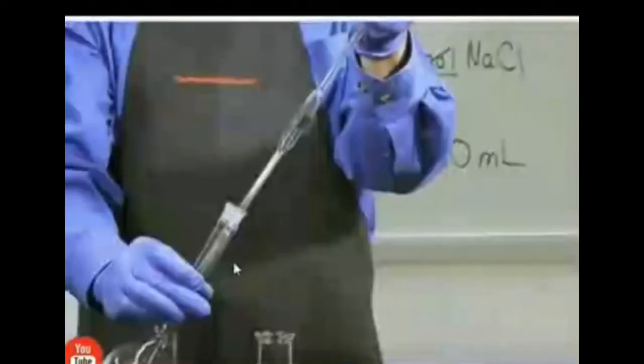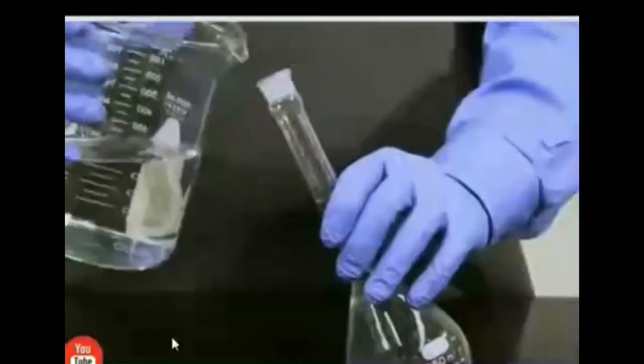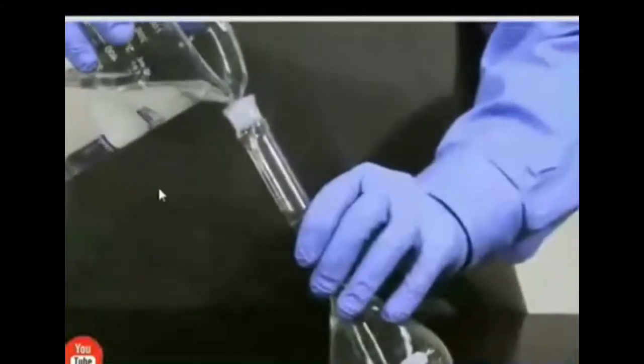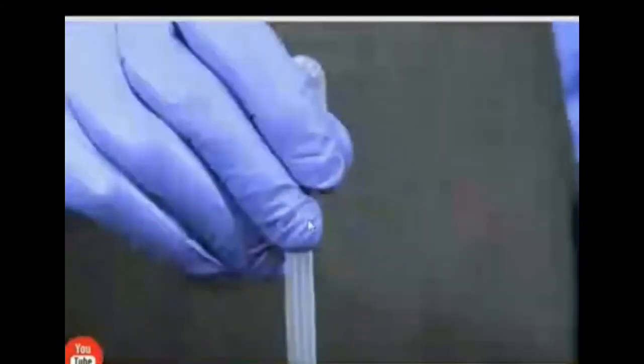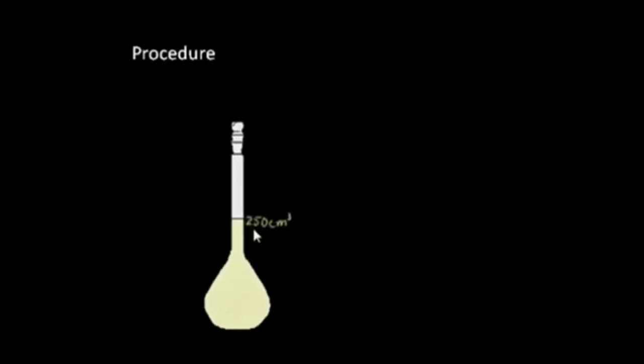And after adding all this solution into the volumetric flask, next we have to add distilled water into this volumetric flask and fill it up to the mark, that is 250 centimeter cube, and hence in this way we have prepared a 0.1 molar oxalic acid solution of 250 centimeter cube volume. Important in these kinds of experiments are the calculations, and I hope you all are now familiar with the calculations, which are almost the same for these molar solution preparations.